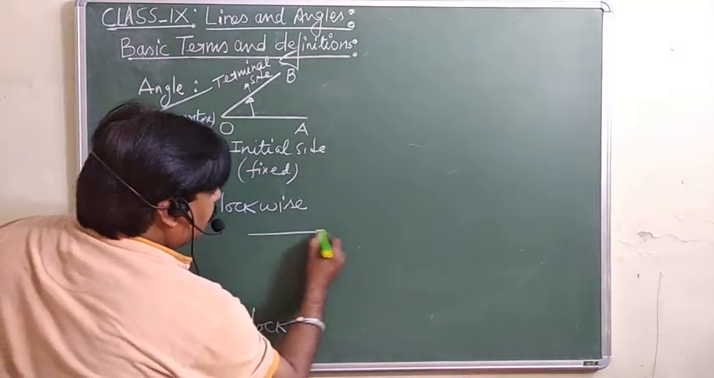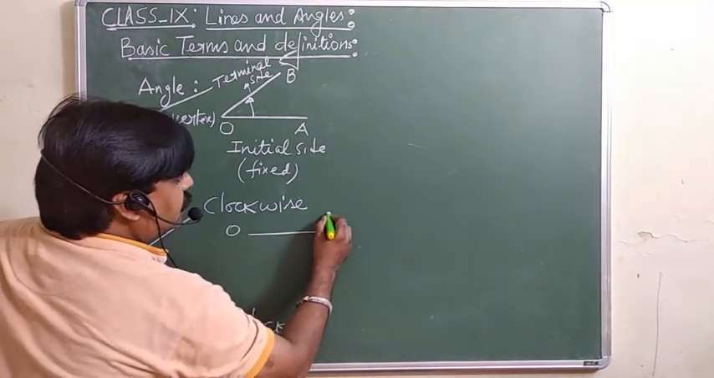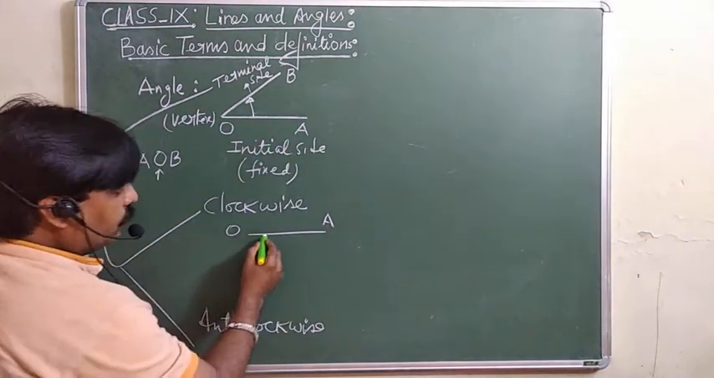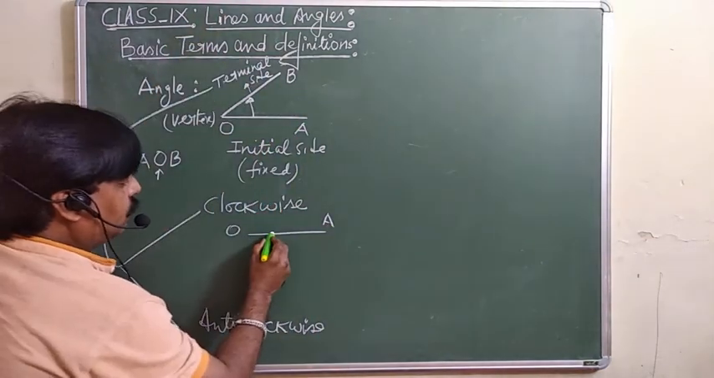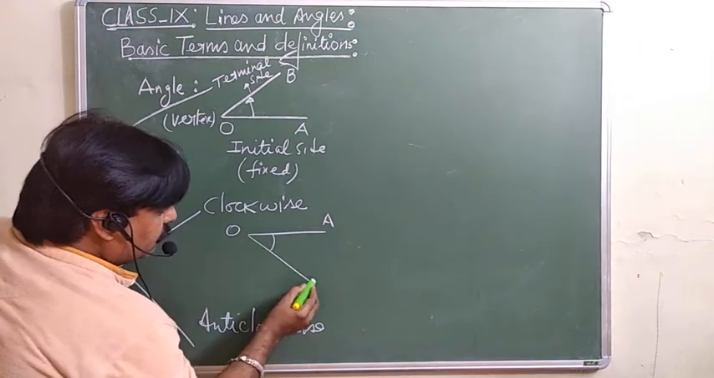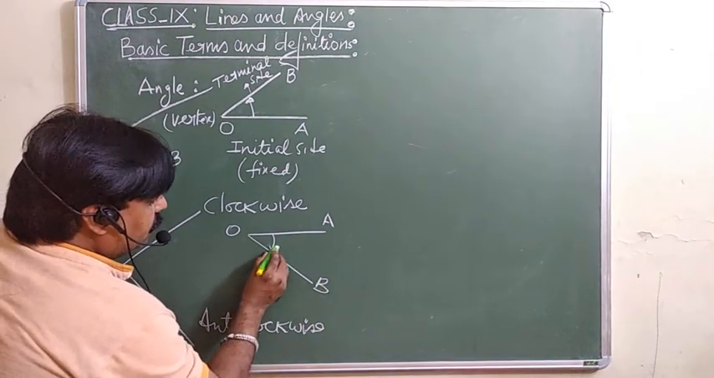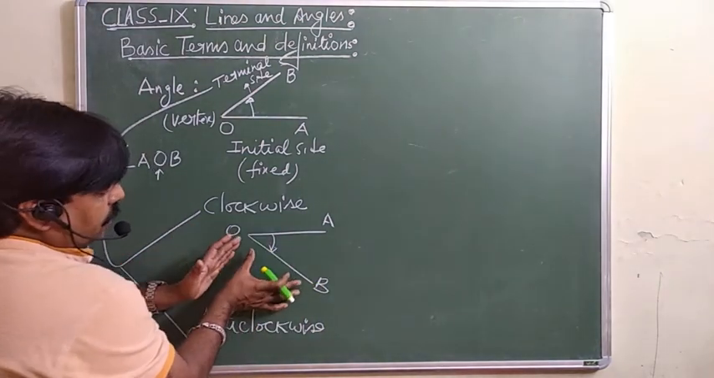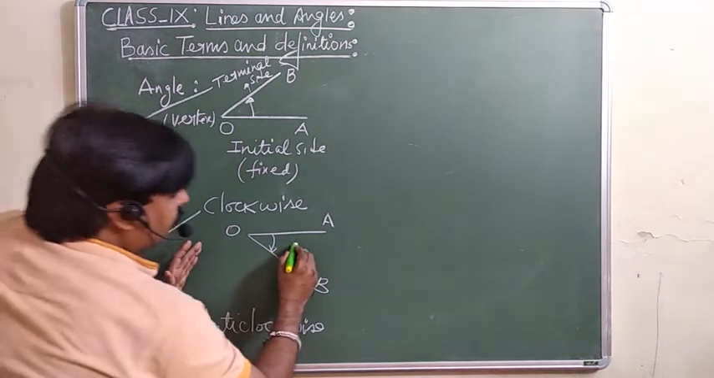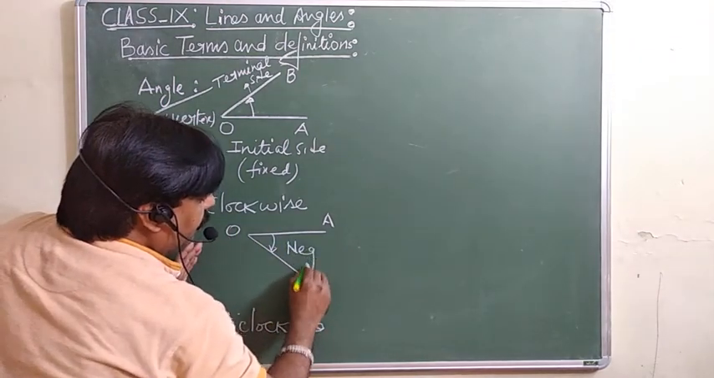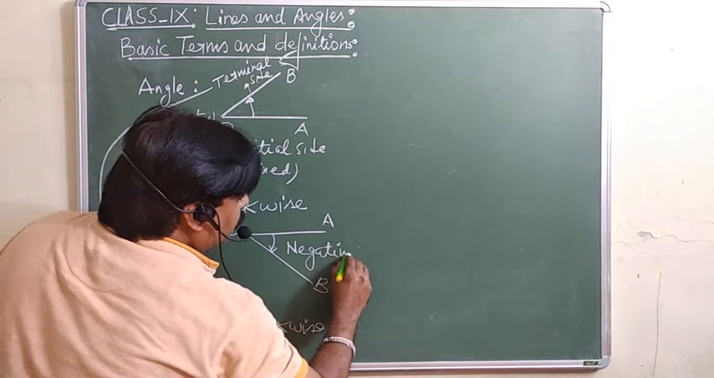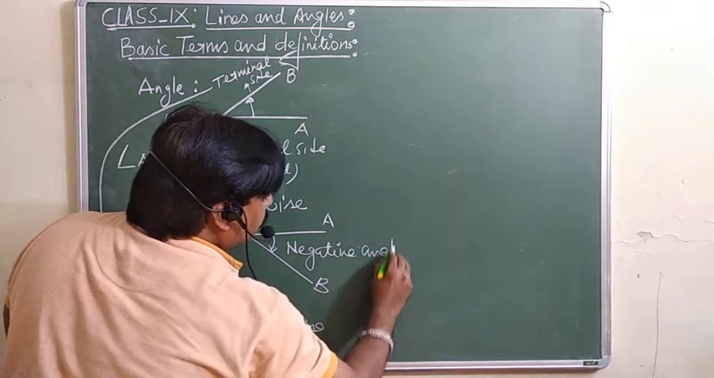Clockwise means, see, OA is the initial side, and OB is moving clockwise, which means on the right side only. So this OB is coming out here. This is your OB. If the terminal side moves clockwise, then it makes a negative angle. This will be your negative angle.